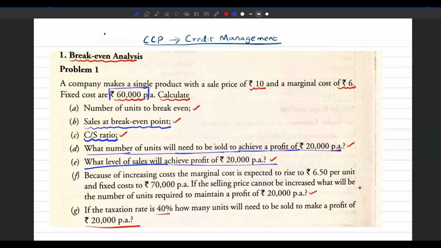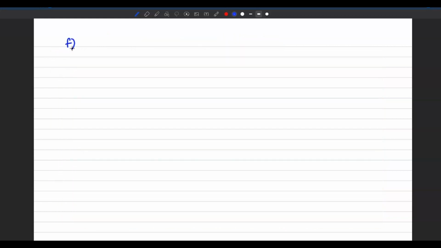Next, very interesting question. Question F. Because of increasing cost, the marginal cost is expected to rise to rupees 6.5 per unit. Fixed cost will become 70,000 per annum, and here the selling price cannot be increased. Then what will be the number of units required to maintain a profit of 20,000 per annum? So now this becomes interesting. There is no change in the selling price, but there is a change in marginal cost per unit. There is a change in fixed cost.